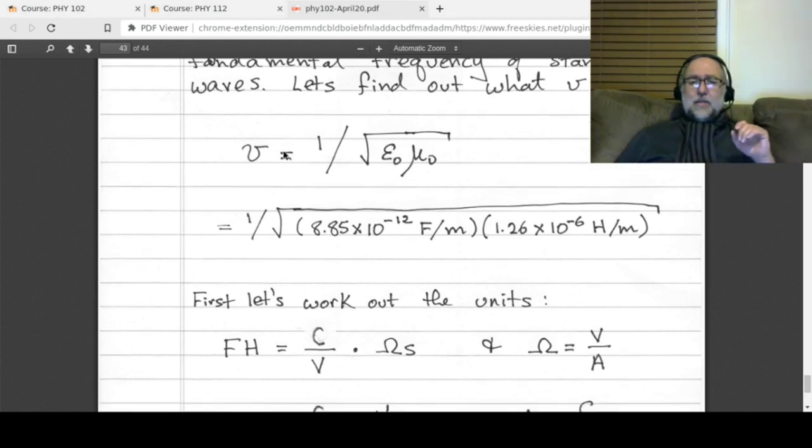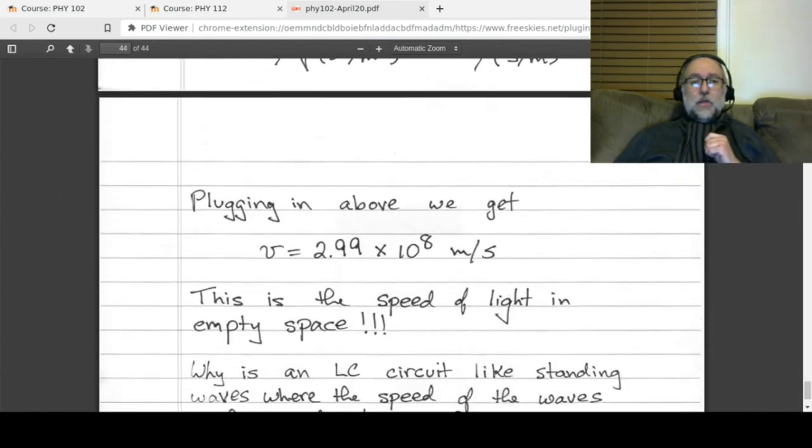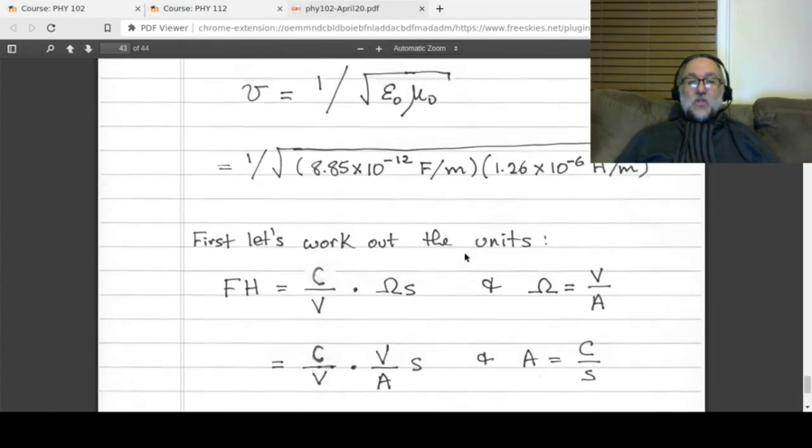And you might wonder, what is that velocity? Now, if we work out the numbers, it actually turns out that velocity is 2.99 times 10 to the 8 meters per second. And if you look at it for a second and you recognize it, that's the speed of light. And so you go, what? How in the world is this LC circuit?